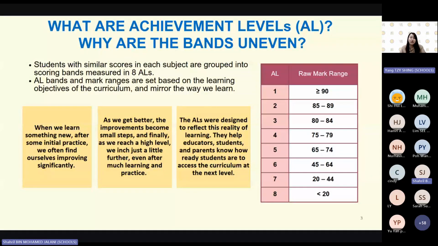There are 8 achievement levels, or ALs in short, with AL1 being the best. Each AL spans a range of marks, and students with similar scores in each subject are grouped into the same AL. Each AL reflects their own level of achievement. That means once a student meets the learning objectives of the curriculum, they will receive the AL regardless of how their peers have performed.